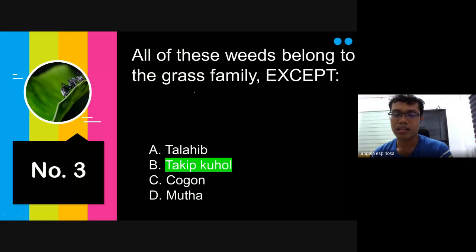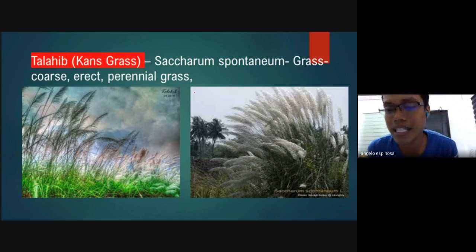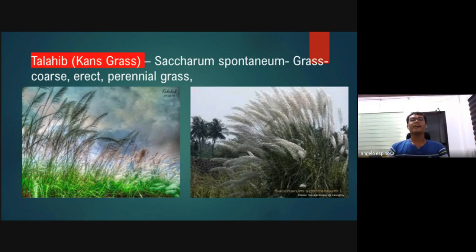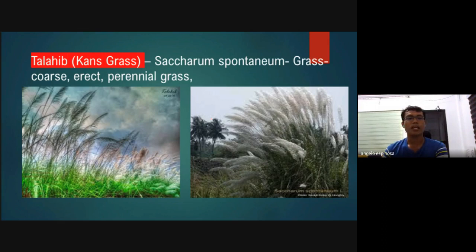Okay, talahib, it is a cane grass. Actually, yung mga cane grass, ginagamit yan sa pag-design sa mga events like sa mga wedding. Hindi lang yan dito sa Pilipinas, nasa ibang bansa rin yan. So we have Saccharum spontaneum, ang kanyang scientific name, and then it is a grass, and coarse, erect. So erect, ibig sabihin tumatayo siya. Ayan, so you can see tumatayo naman. It is a perennial grass.